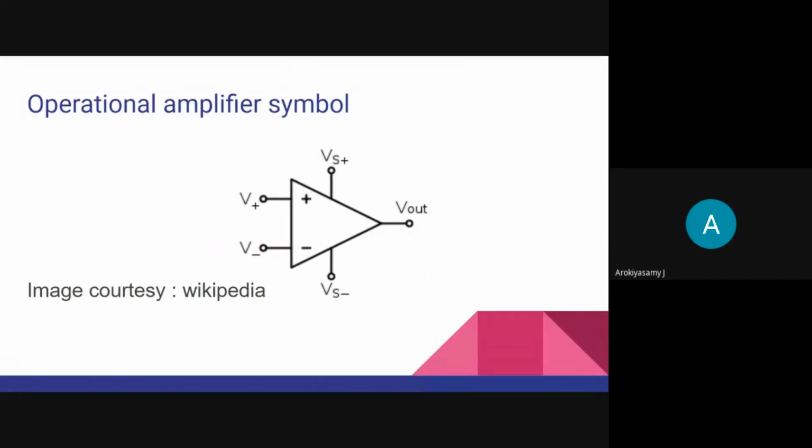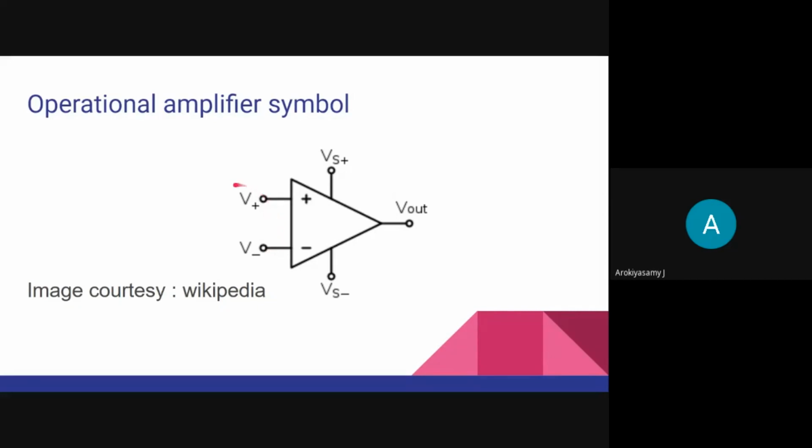Positive cycles will appear as negative cycles. Negative cycles will appear as positive cycles. Increasing voltage here will appear as a decreasing voltage at the output. Decreasing voltage applied here will appear as an increasing voltage at the output. That means output will be the inverse of whatever you feed at the inverting input. This is the working, the action of the inverting terminal.